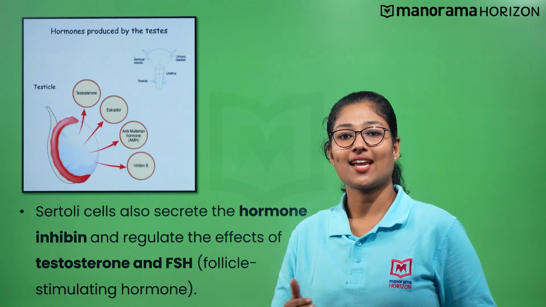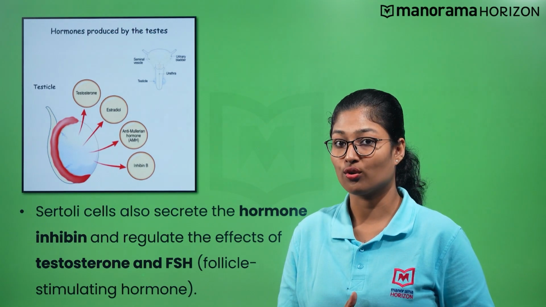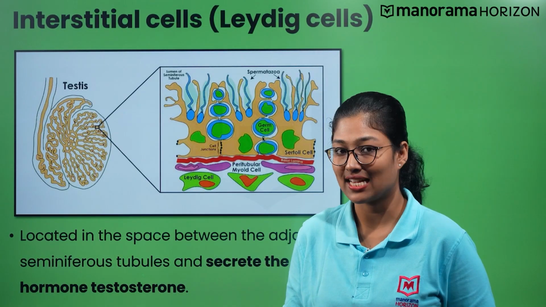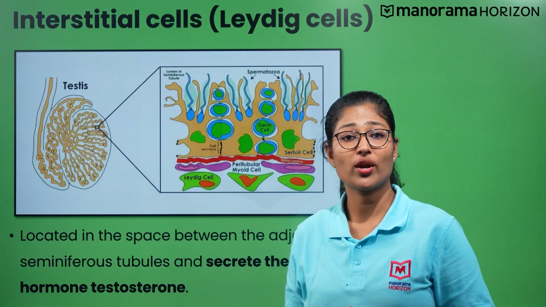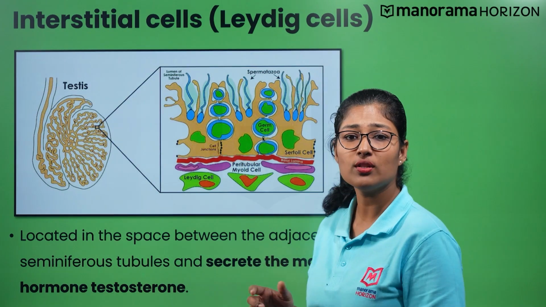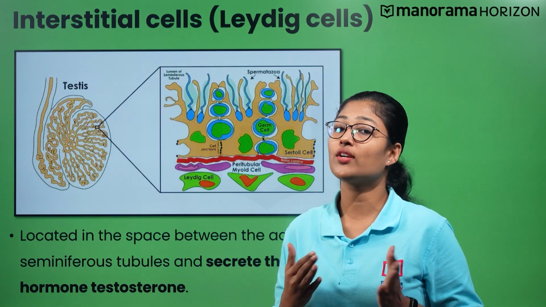You might ask a question here. Which cells secrete the male hormone, testosterone? The answer is the interstitial cells or the Leydig cells. These cells are located in the space between the adjacent seminiferous tubules and secrete the male hormone testosterone.